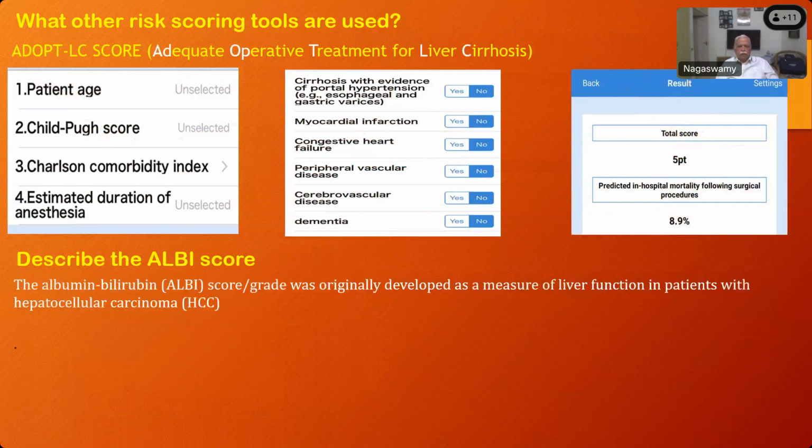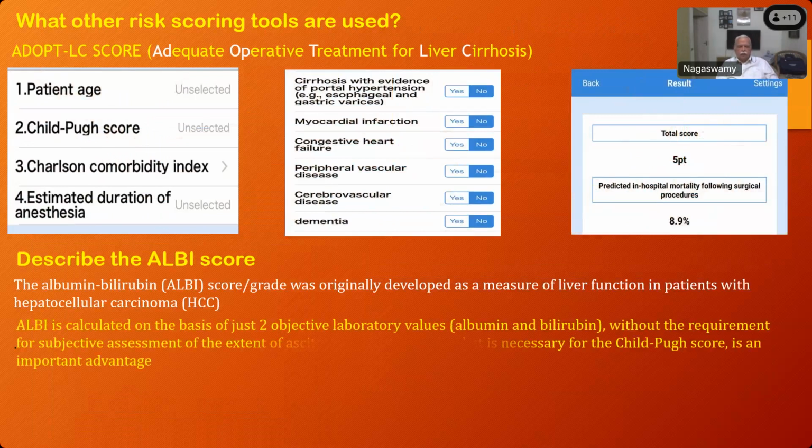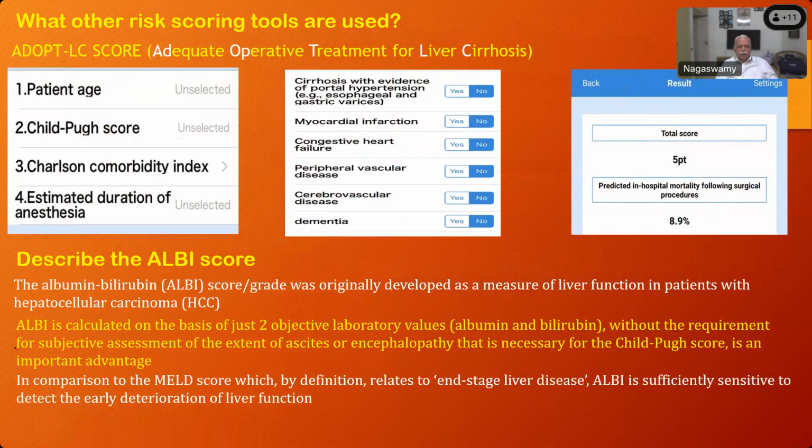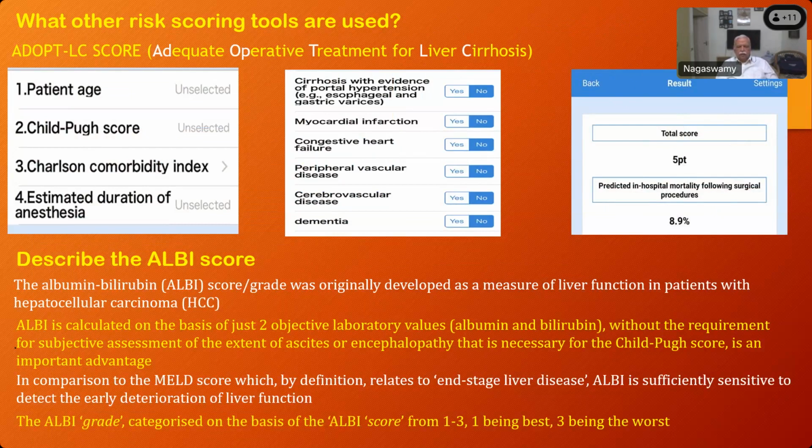The albumin bilirubin score grade was originally developed for measure of liver function in hepatocellular carcinoma, calculated based on two objective laboratory values, namely albumin and bilirubin. Even the INR is removed here, and without requirement of the subjective ascites and encephalopathy. And in comparison to MELD score, it relates to the end-stage liver disease patients only. So albumin is sufficiently sensitive to detect the early deterioration of liver function. And it has got grades, 1 being the best and 3 being the worst.